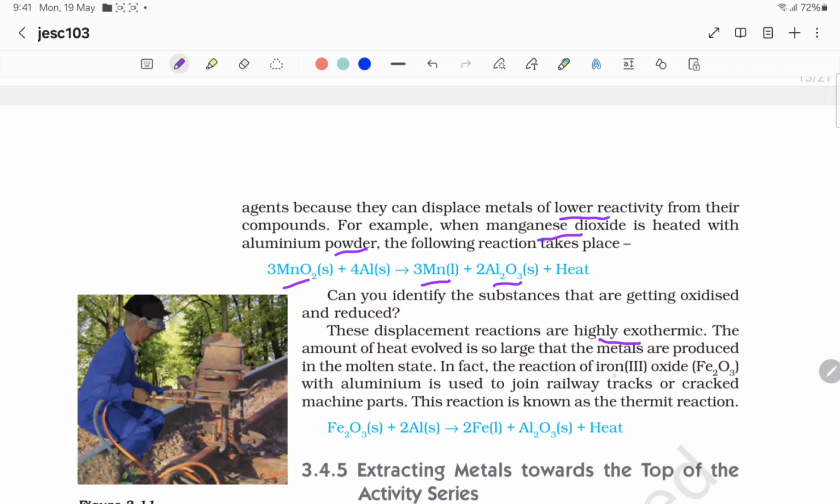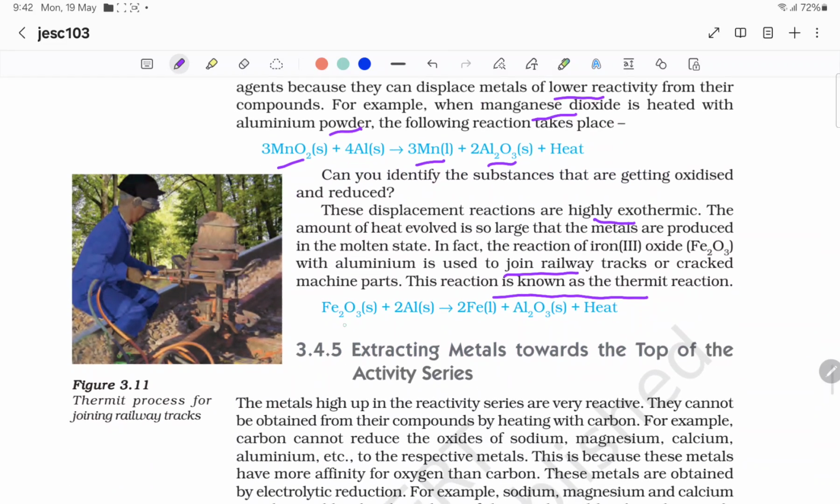In fact, the reaction of iron oxide with aluminum is used to join railway tracks or cracked machine parts. This reaction is known as the Thermit reaction.